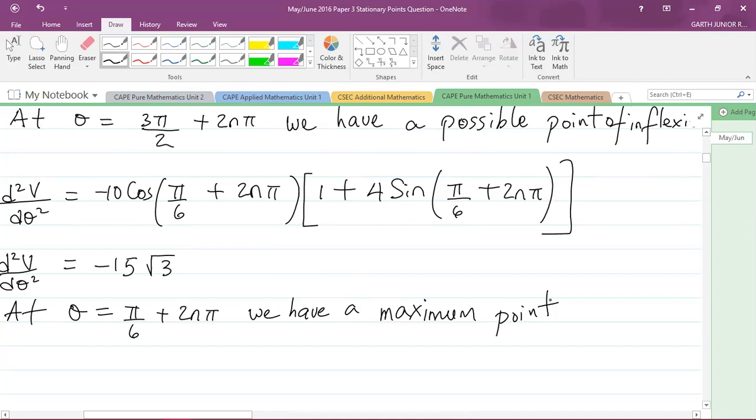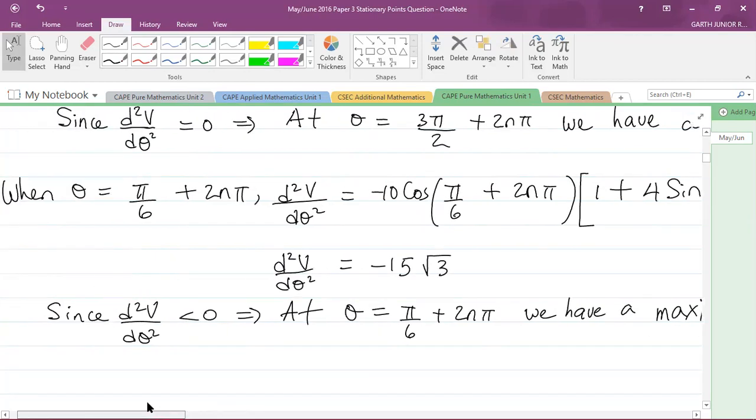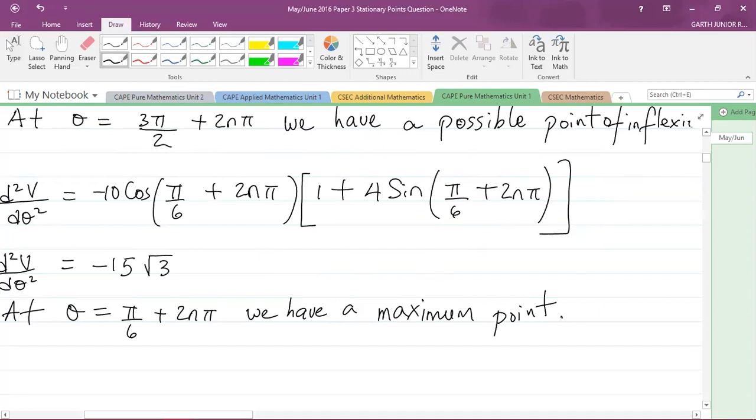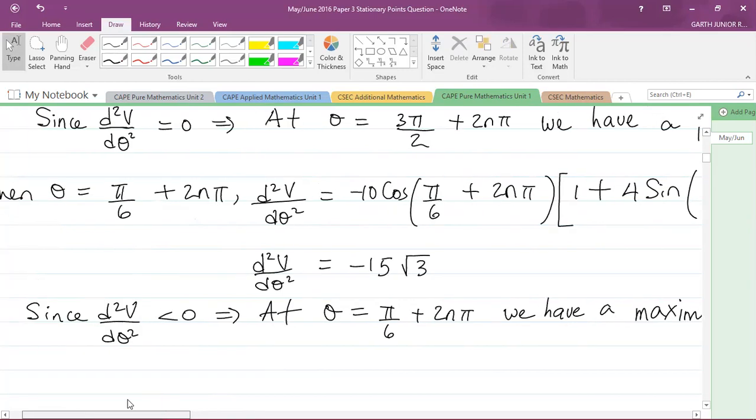Okay, great. Now, normally when we're working with polynomials, or rational functions, or different types of functions, we normally put the word local or relative maximum point. But in this case, I'm only putting the word maximum point. Okay, so we have a maximum point there. I just now test the other solution.